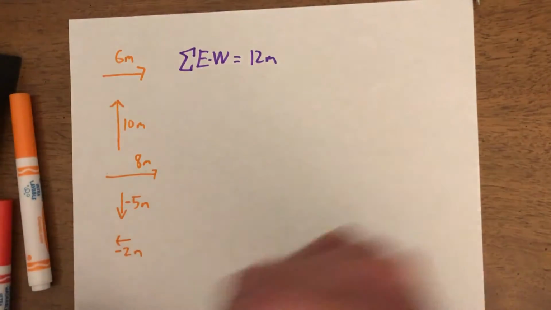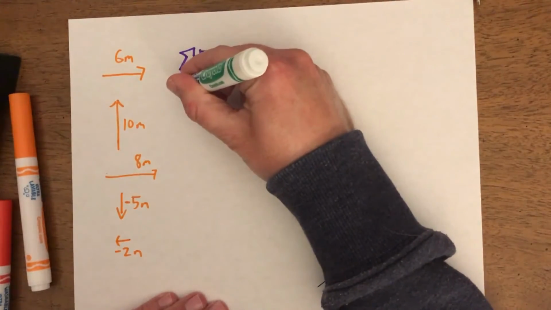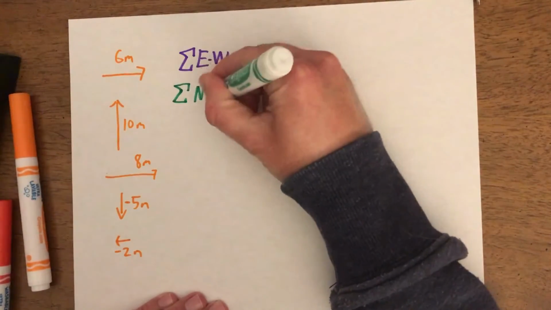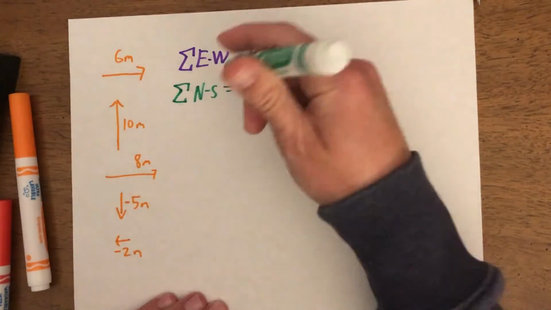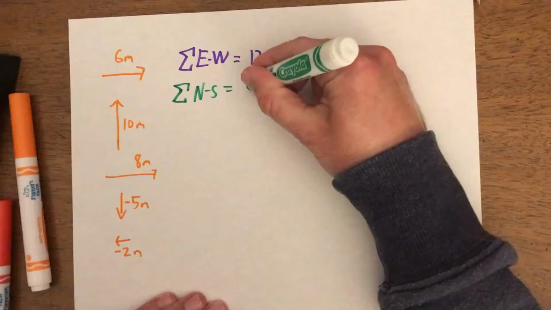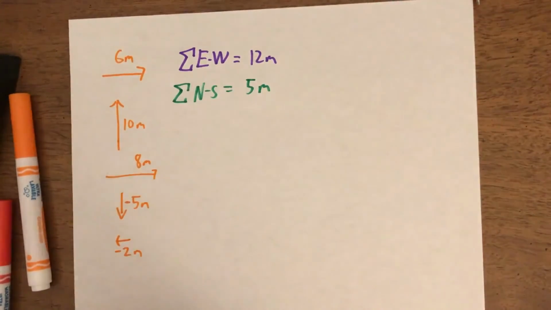Now let's do the same thing with our north-souths. Let's sum up our north and south lines here. Well, I have 10 north minus 5 south down there. And so I have a total of 5 meters north.